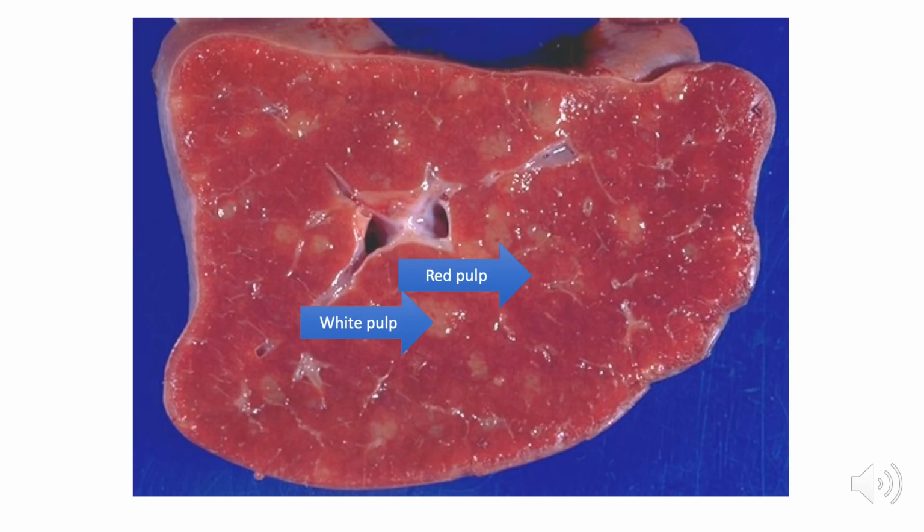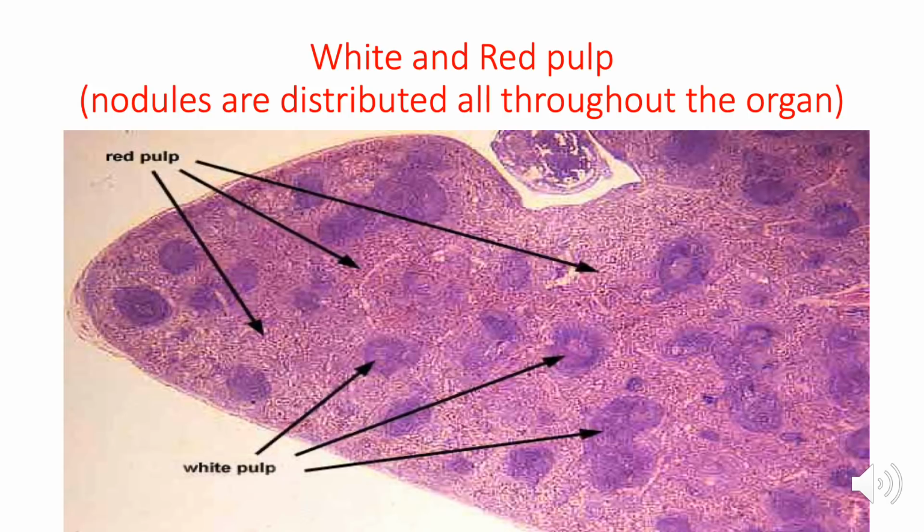This is a fresh cut section of a spleen. The red colored areas are the red pulps, and that is where the old and damaged red blood cells are destroyed. The white circular areas are the white pulps, and that is where the lymph is filtered. This is how the spleen will look under the microscope. Appreciate that the white pulps appear as lymphatic nodules, and these white pulps are surrounded by the red pulps.